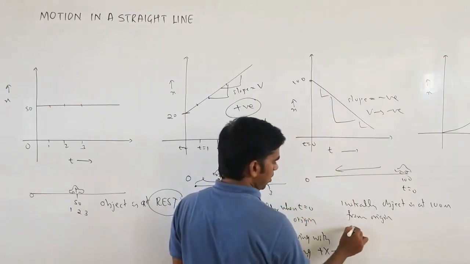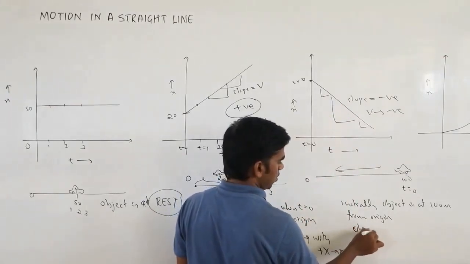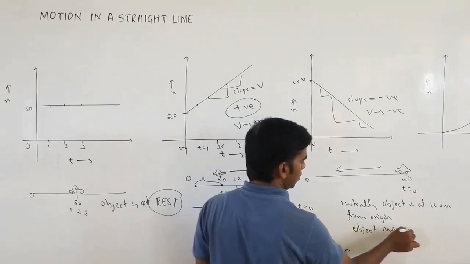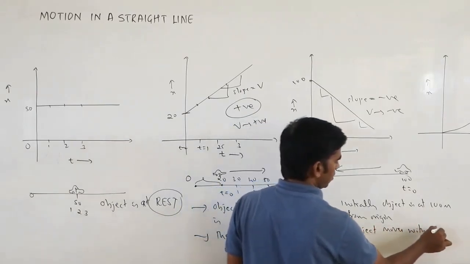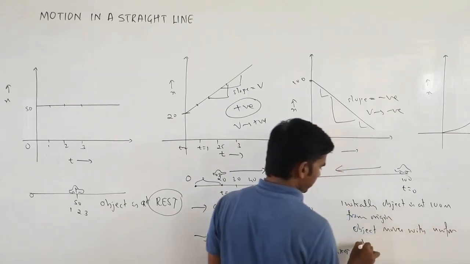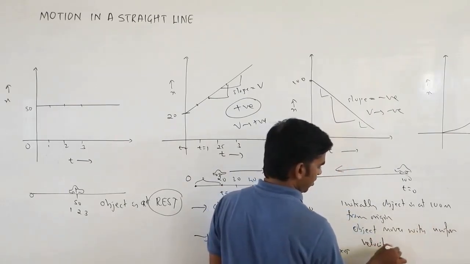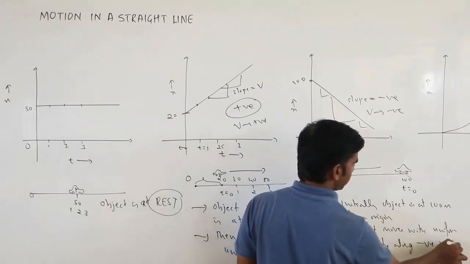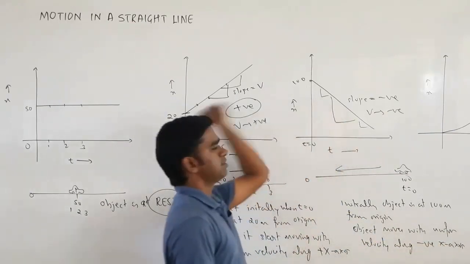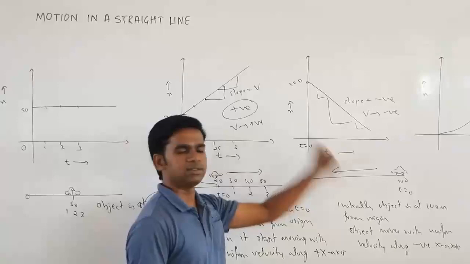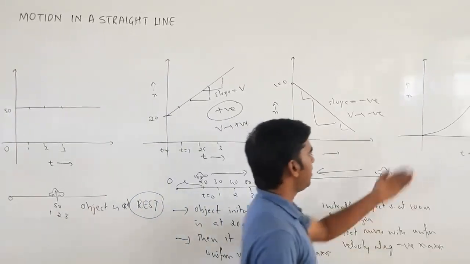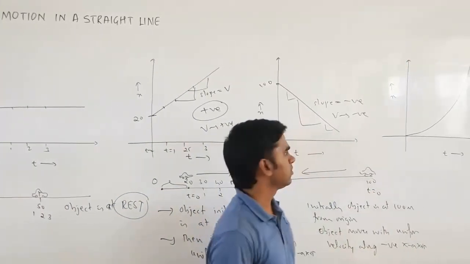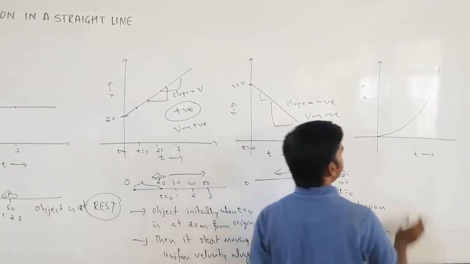So the object moves with uniform velocity along the negative x axis, meaning in the opposite direction.